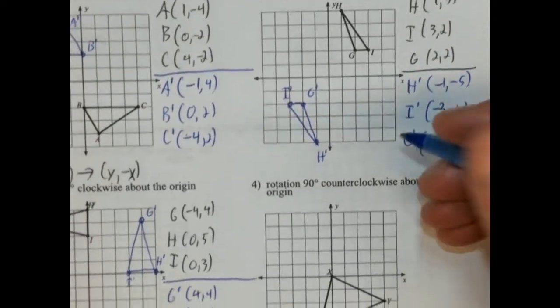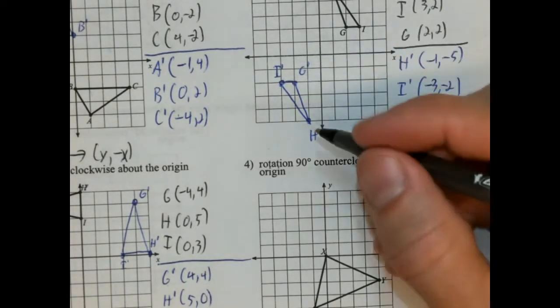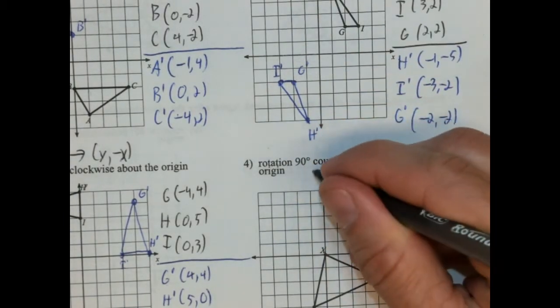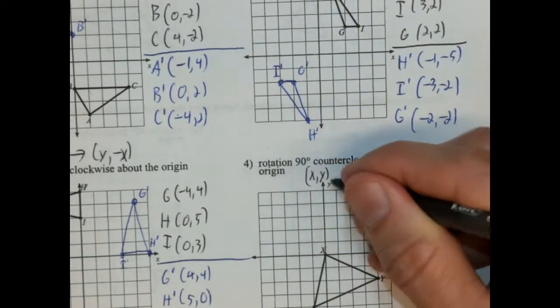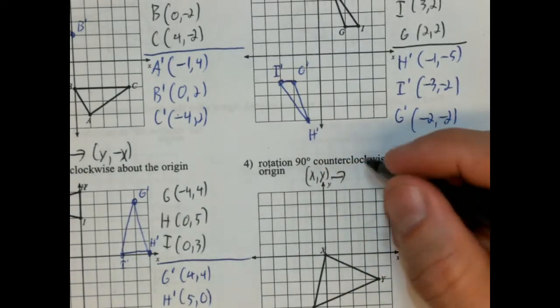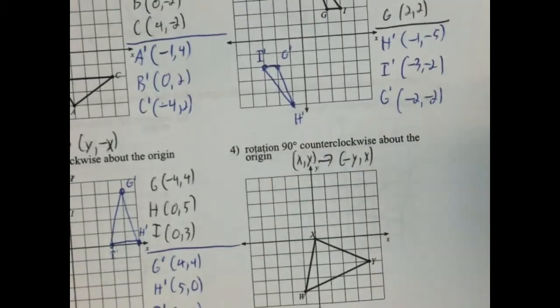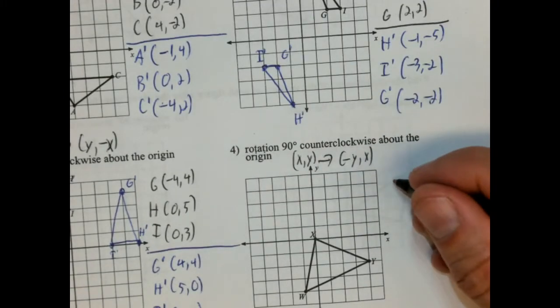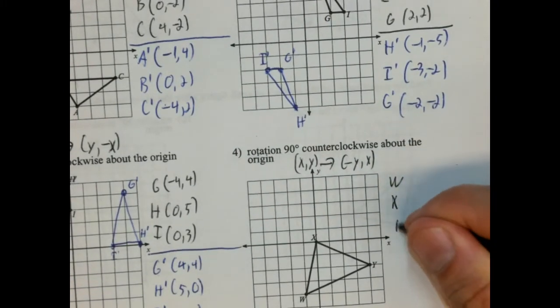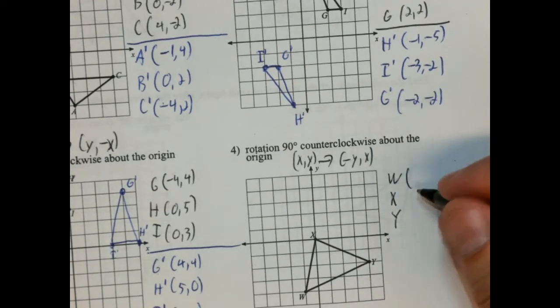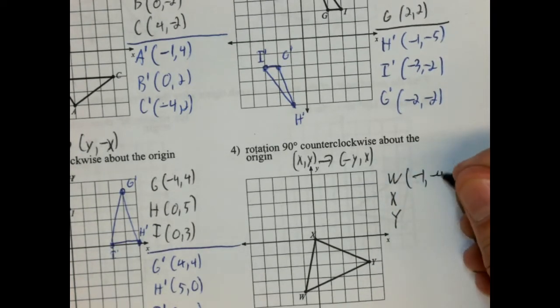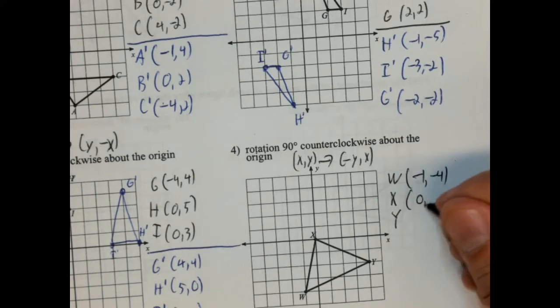Okay, 90 degrees counterclockwise. Let me go ahead and write the rule here. 90 degrees counterclockwise is going to be (x, y) becomes (opposite y, x). So W, X, Y: (-1, -4), (0, 0), and (4, -2).